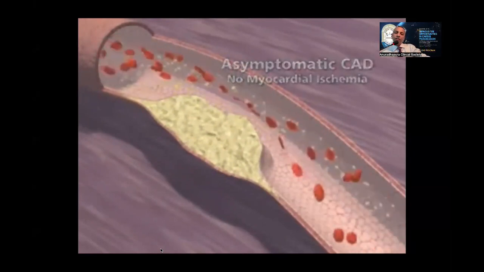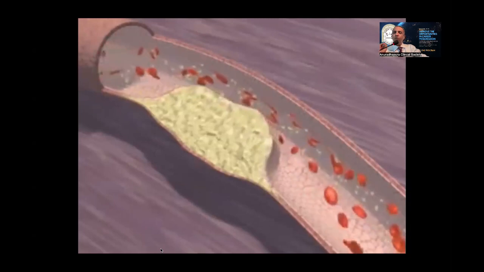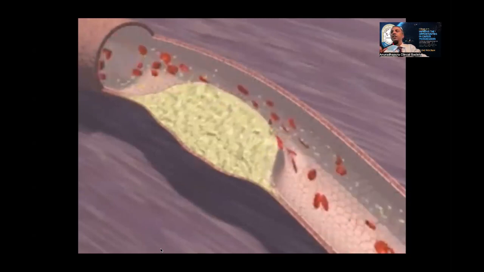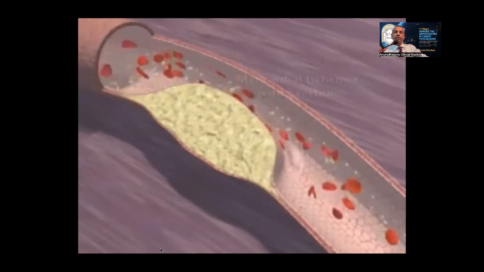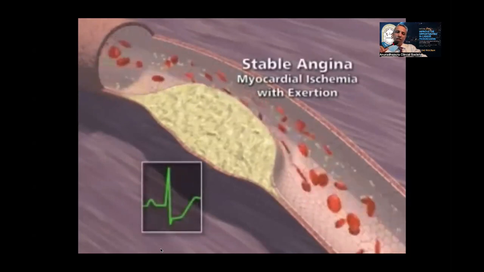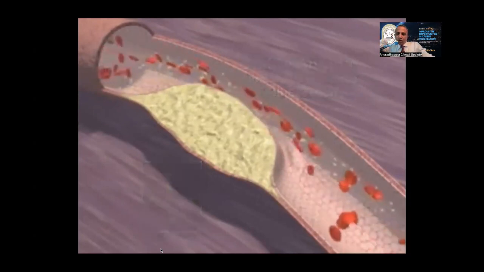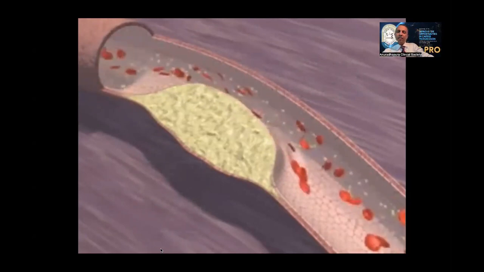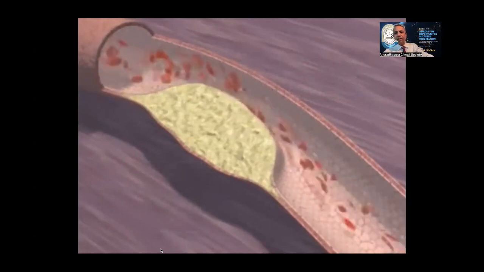When the blockage is more than 70%, those patients get chest pain when they exert. That is called stable angina, but there is no emergency there. It is a chronic coronary disease. Those patients can be identified by exercise ECG or other tests like CT angiogram.